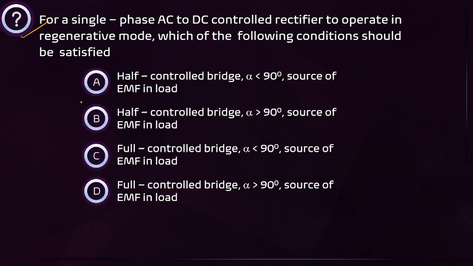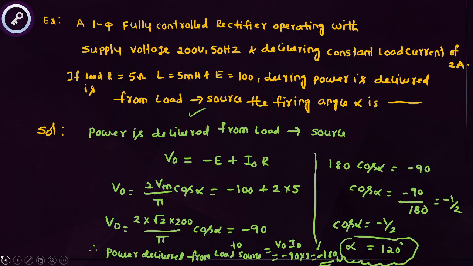A single phase AC to DC controlled rectifier operates in regenerative mode. Which of the following conditions should be satisfied? It must be a fully controlled rectifier. Alpha must be greater than 90 degrees. There must be a source of EMF in the load. Then only power is delivered from load to source and it is operating in the regenerative braking mode.